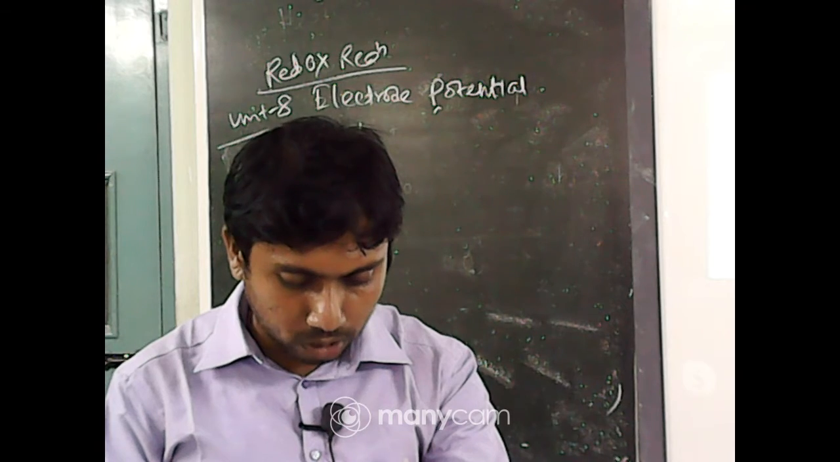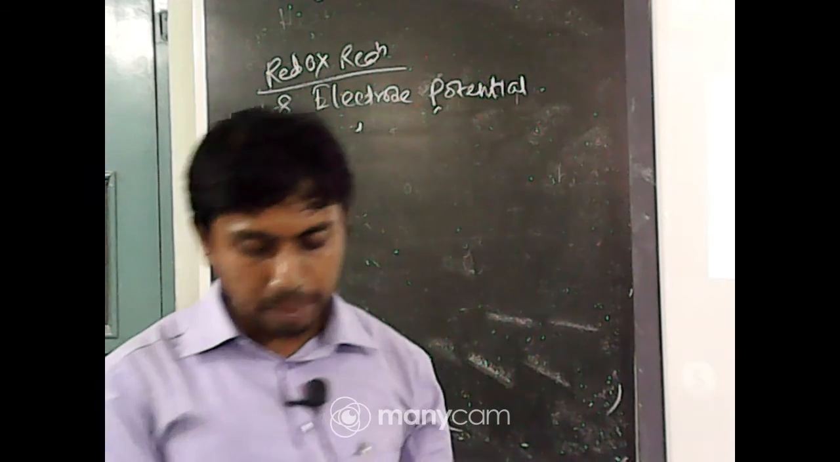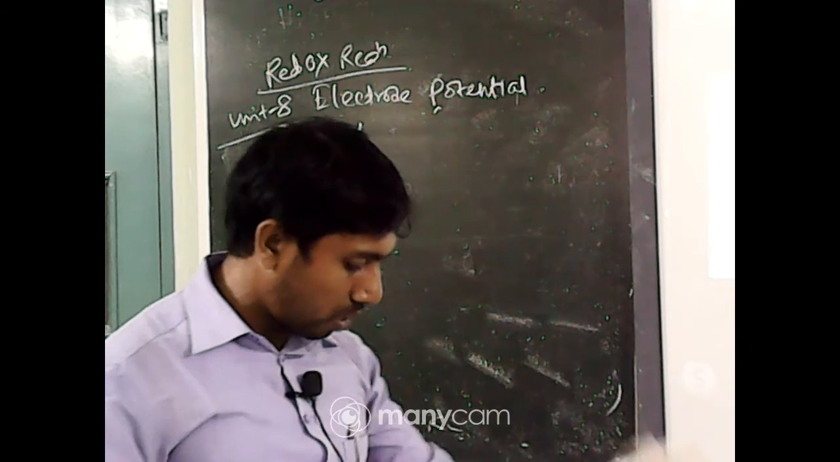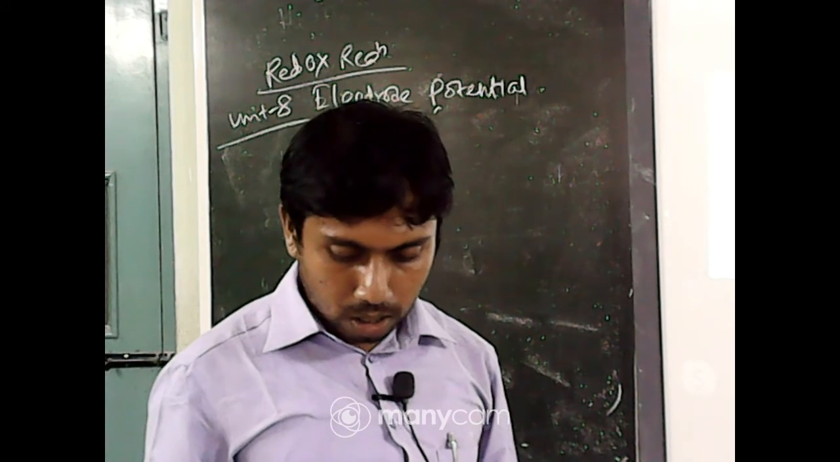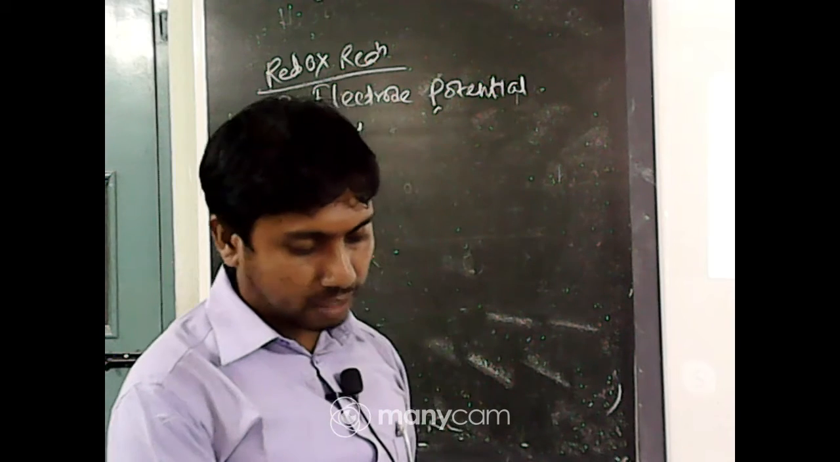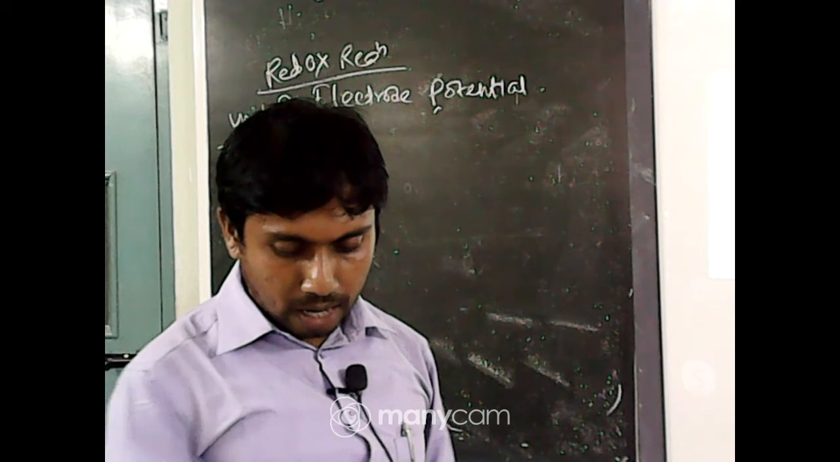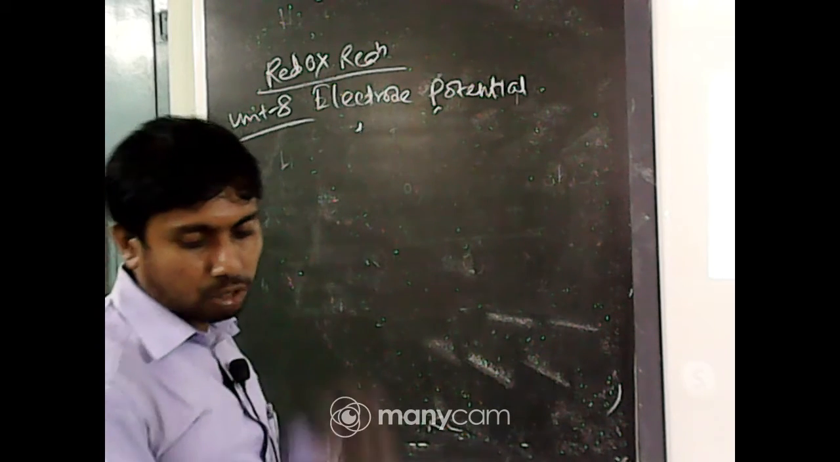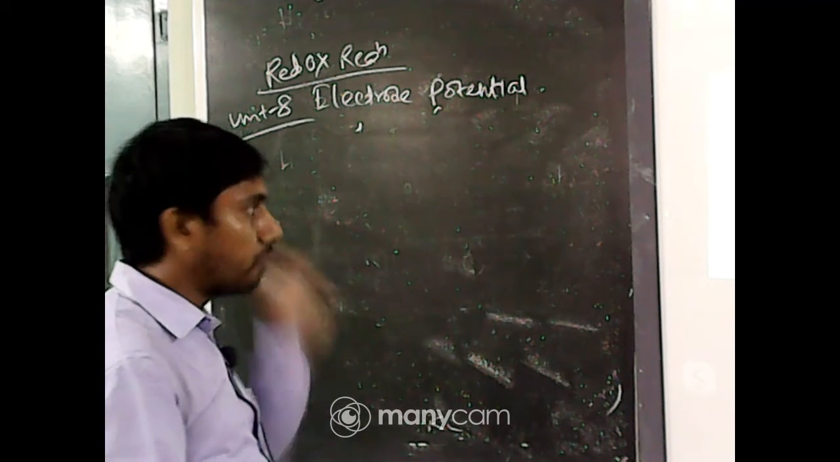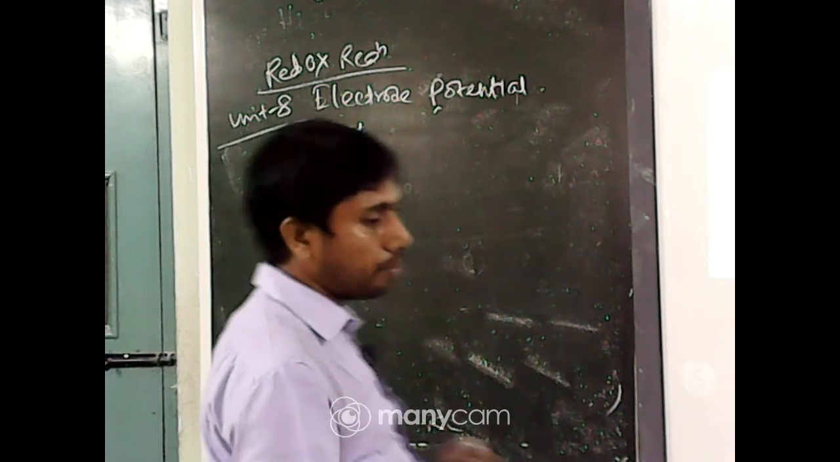Next one, very important: balance the chemical equation by two methods. One is the oxidation number method and another one is the ion electron method or half reaction method. Now there are some important questions. Predict the product of electrolysis of each of the following.